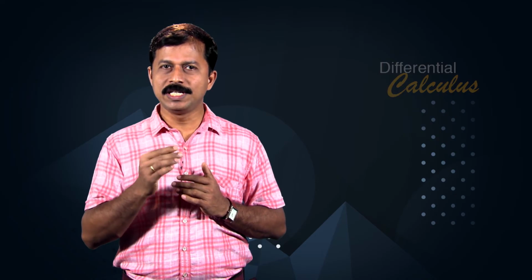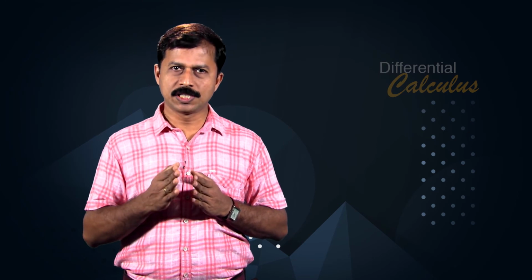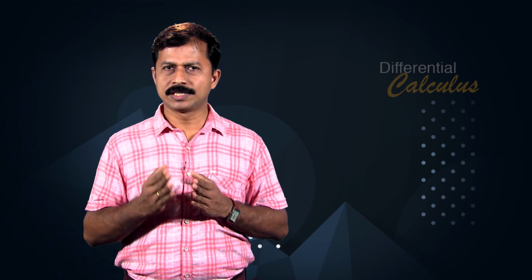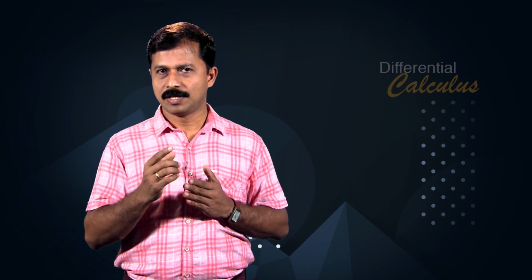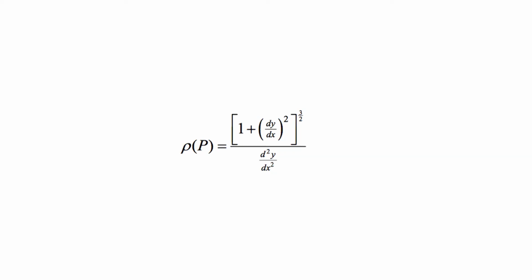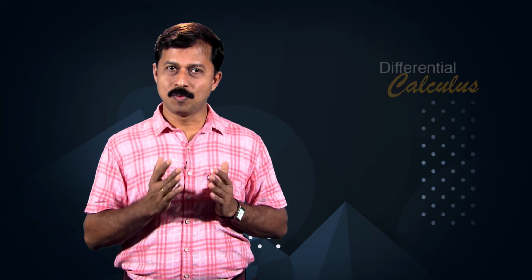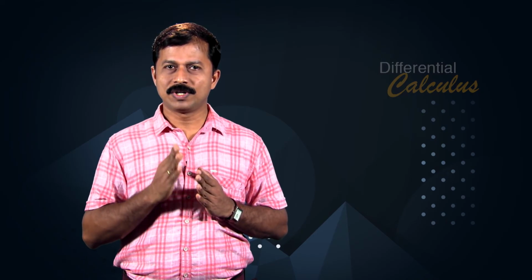Since d psi by ds is the curvature of the curve at the point P, its reciprocal ds by d psi is the radius of curvature of the curve at the point P. Thus, rho of P is equal to (1 plus (dy by dx) whole square) all raised to 3 by 2 all divided by d square y by dx square. The above is the formula in Cartesian coordinates for radius of curvature at a point P ordered pair x, y on the curve y is equal to f of x.